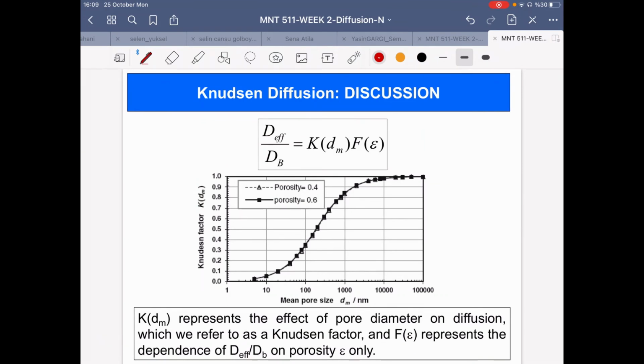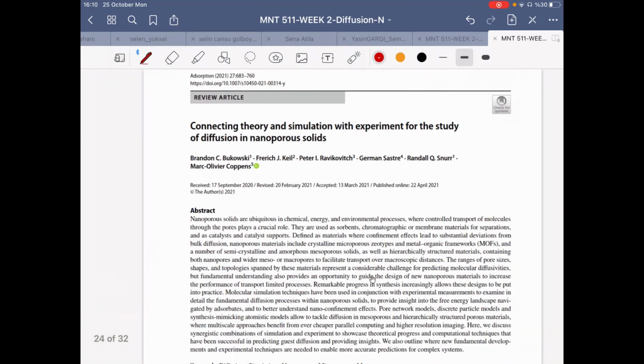And this, I'm going to upload the paper on this, where they had actually measured that this effective diffusivity for a changing porosity follows this behavior. So K, dm represents the effect of pore diameter on diffusion, which we refer to as the Knudsen factor, and this represents the dependence of effective diffusivity on diffusivity in air and on porosity.